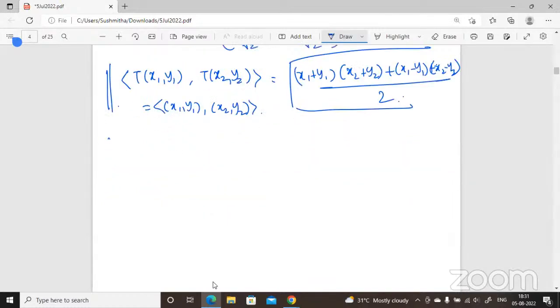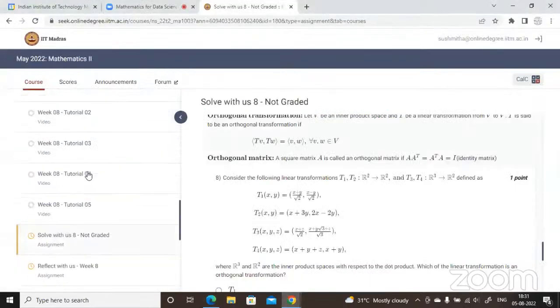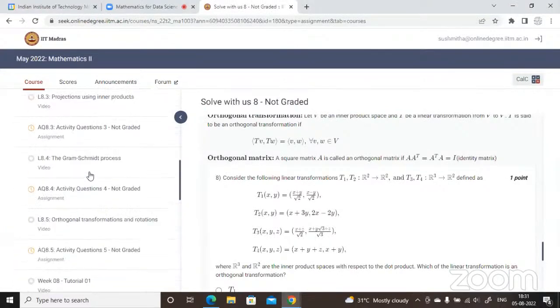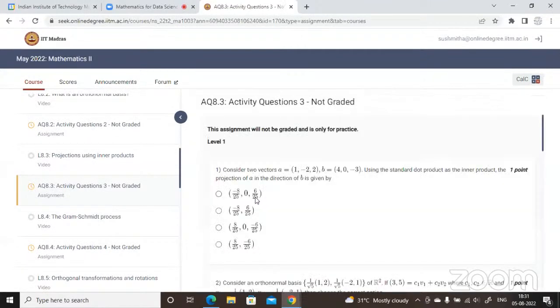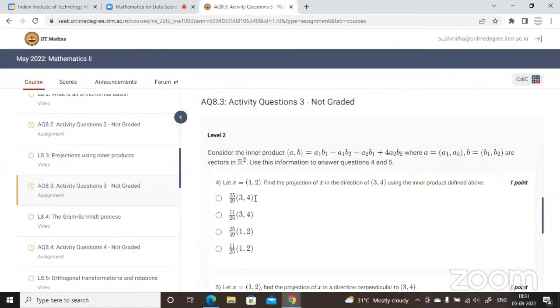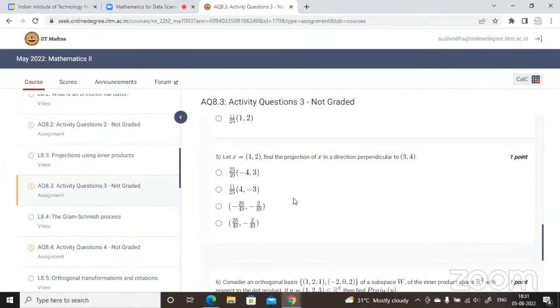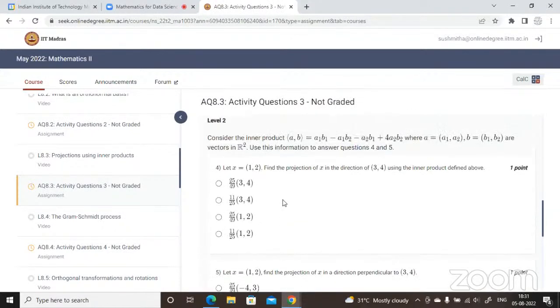Okay. Madam, if I'm not asking you to digress, would you be able to help me with activity 8.3 question 5, madam? What is it about? It's projection basically. Okay. Question 5. The fourth one came out all right, but this one is where I was stuck.